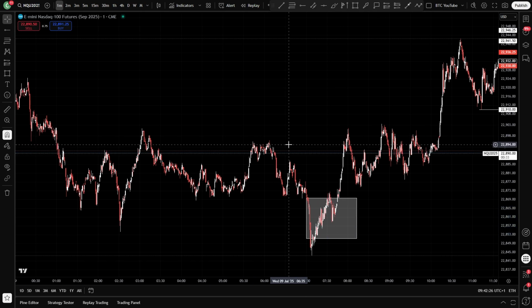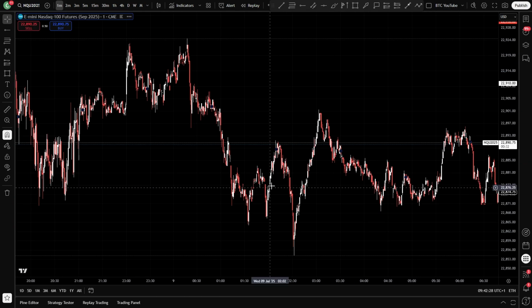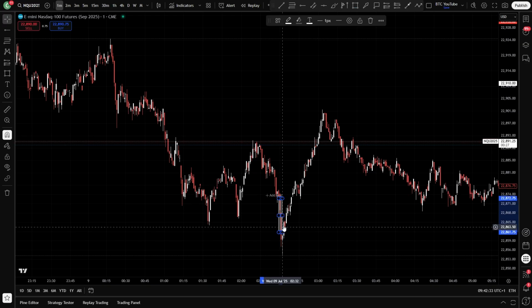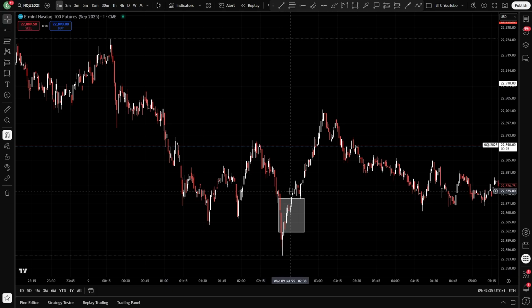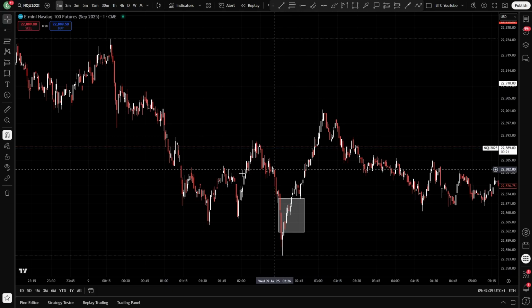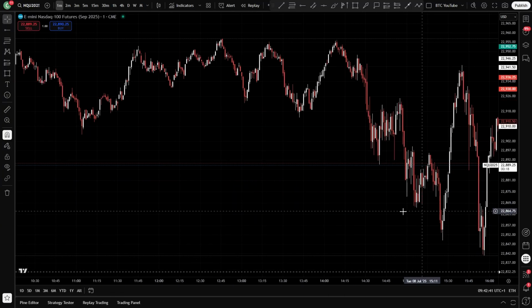Entered here, waited for the swing high to be hit. This would have been a banger. Another V-shape here with the fair value gap. You come down, you sweep liquidity, get the entry above. You come up, you hit your 1 for 1, which would have been here. This would have been a winner. You can see so many times this happens in the market.